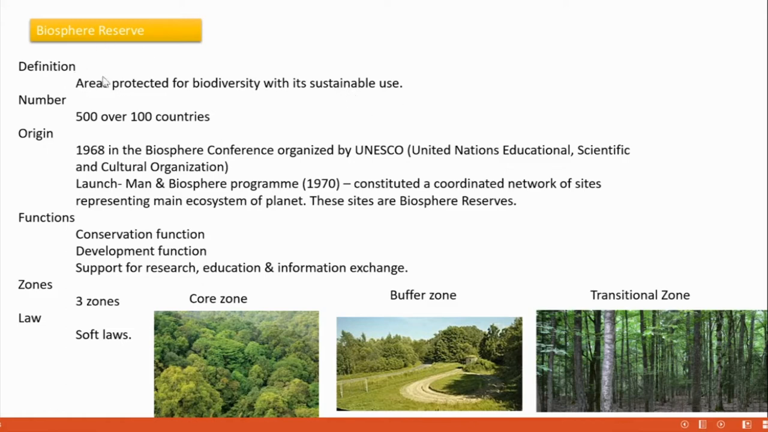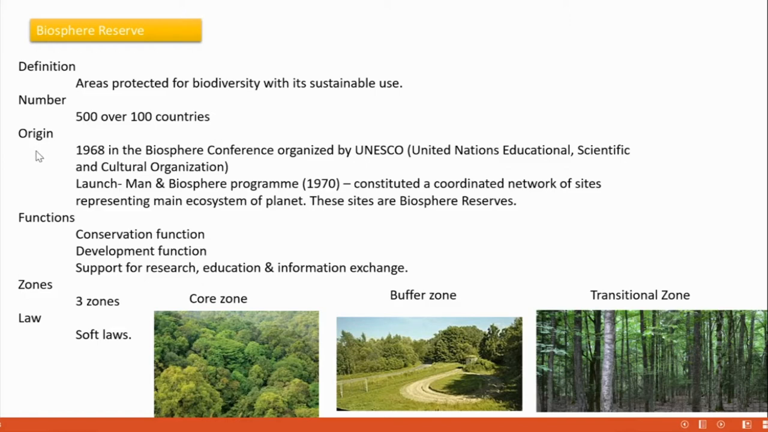So biosphere reserves are a practice of protecting areas for the purpose of protecting biodiversity with its sustainable use. At the same time, it protects the biodiversity and also we are using it sustainably without hampering its existence. Such types of areas are called biosphere reserves. What is their number? Over 100 countries, about 500 biosphere reserves are there till now.